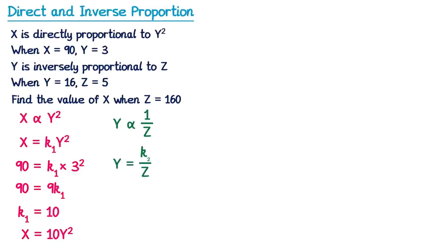Then we substitute in the values given in the question, so y is 16 and z is 5. So 16 is equal to k2 over 5. Then if we multiply both sides of this by 5, 16 times 5 is 80, and on the right hand side, the 5s would cancel, so we just have k2. So we found the value of k2, that's 80. Then if we go back to this step here, we can replace the k2 with 80. So we end up with an equation y is equal to 80 over z. So we've now found a relationship between x and y, and also one between y and z, and this will allow us to answer the question.